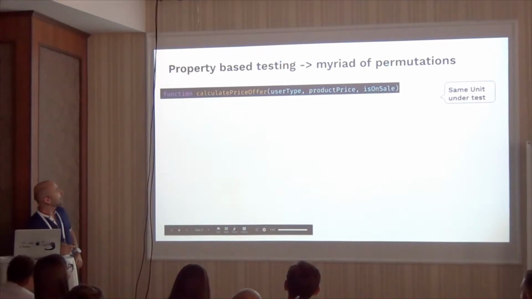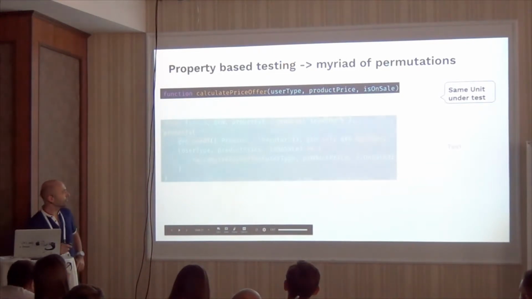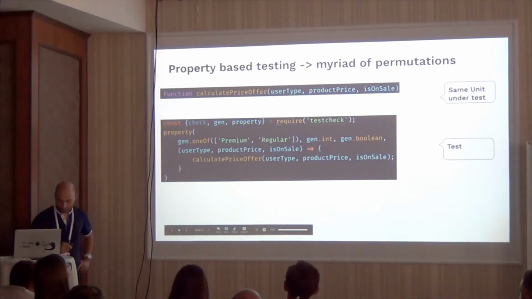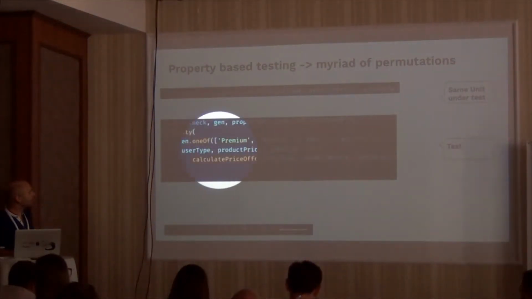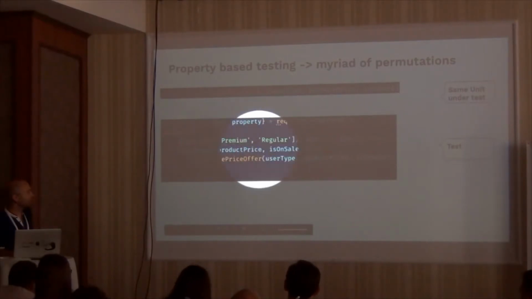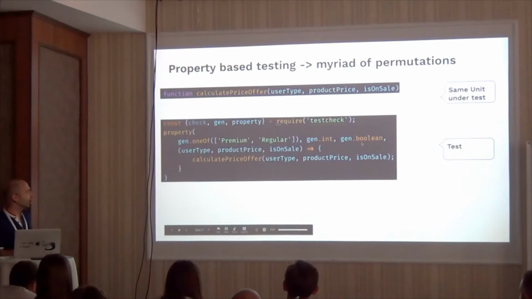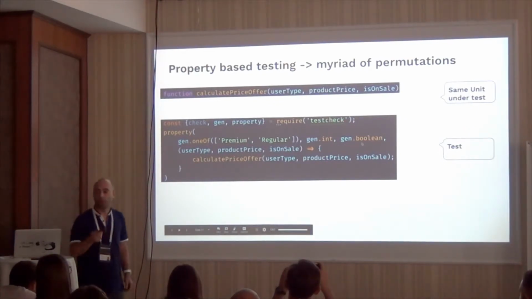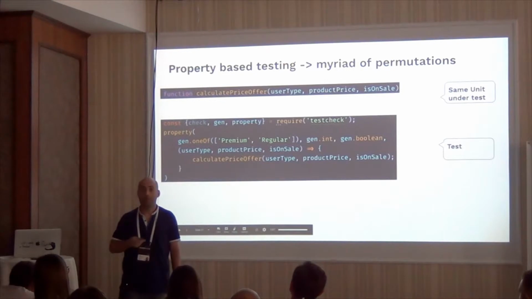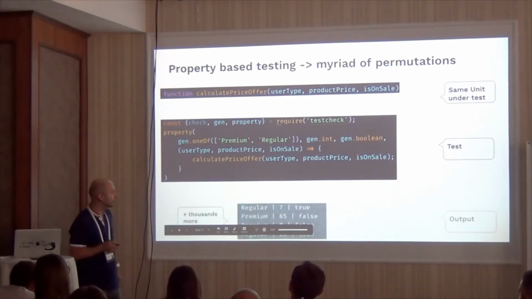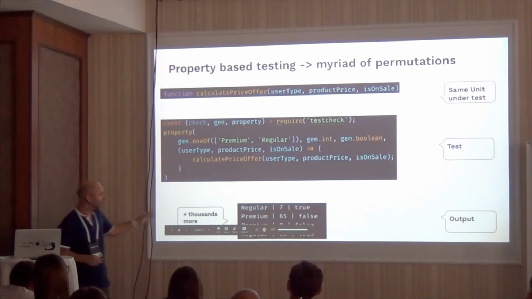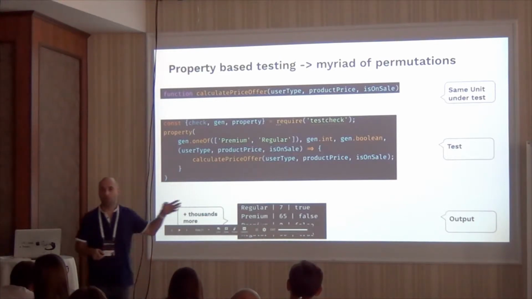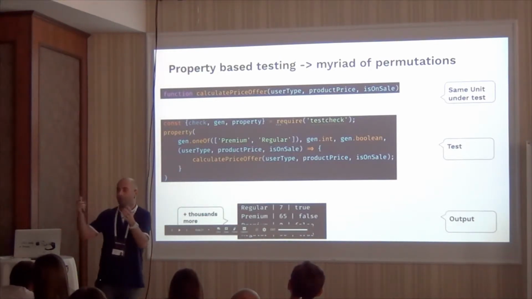How does it look? Same unit under test, same function. Then you use some specific library for property-based testing. There are multiple. And as you can see, in the first line, you generate random values. You just tell it generate a string, generate an integer, generate a Boolean. And now it is going to invoke your function with 100, maybe thousands of different permutations. So the output, I'm sorry, I know that you can't see it in the back, but basically now this function is being called 1,000 times with all, not all, but many permutations.